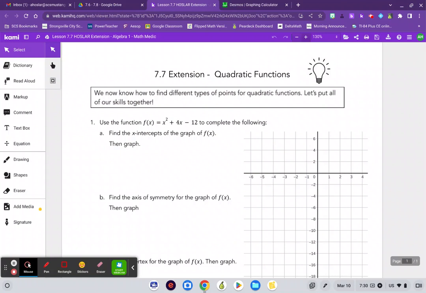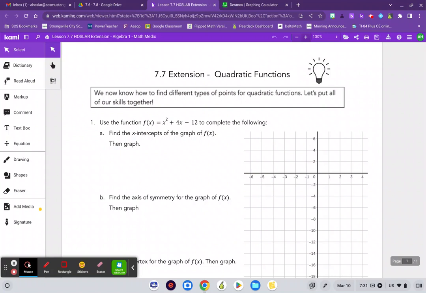So we now know how to find different types of points for quadratic functions. So let's put it all together. And we can find those different types of points, such as an x-intercept, y-intercept, the vertex, no matter which form we are in, whether we are in vertex form, standard form, factored, or intercept form. And so today we're going to be doing a little manipulating between standard and intercept form to help us get some of these important points.